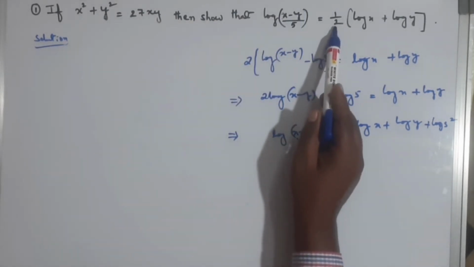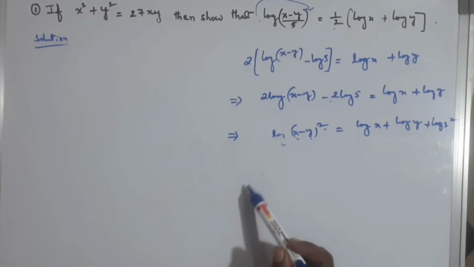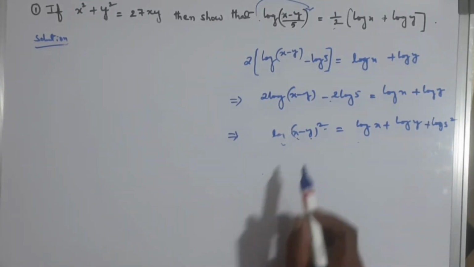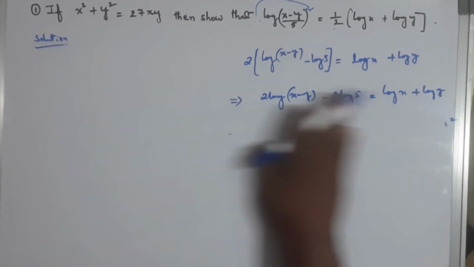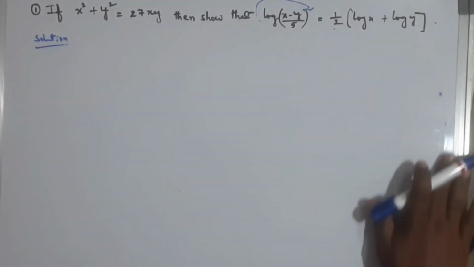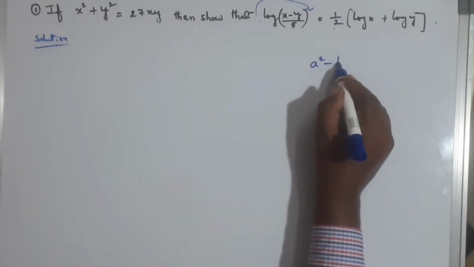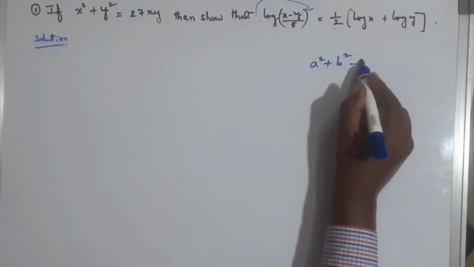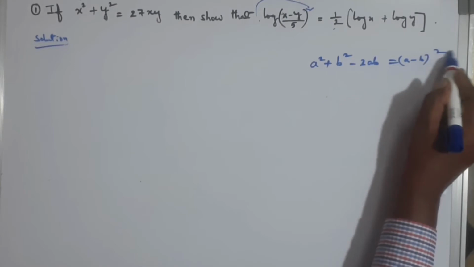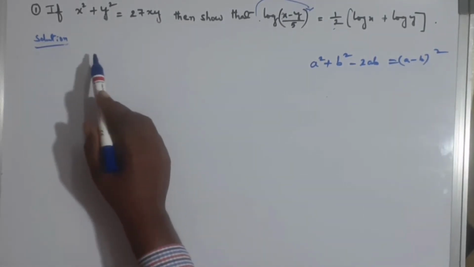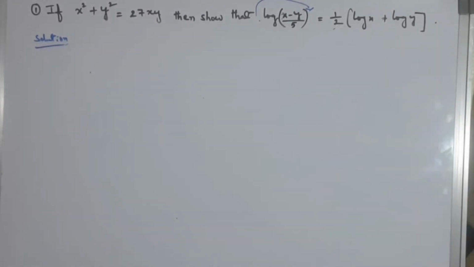That is because when 2 is transferred to this side, again using the logarithm formula, you will get it. So (x minus y) whole square you need to get here, from x square plus y square. What is the a square minus b square formula? a square plus b square minus 2ab equals (a minus b) whole square. So just adding minus 2xy on both sides.